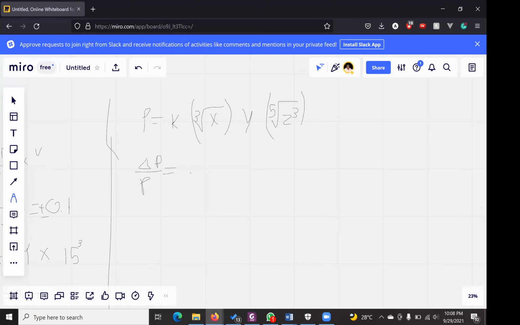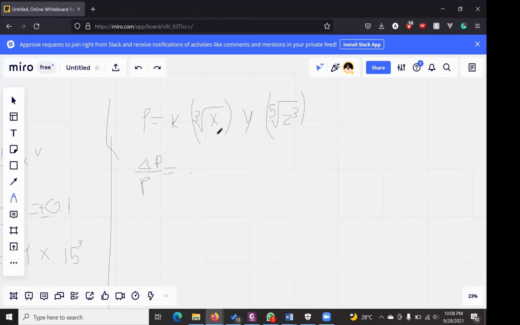So can anybody tell me what rule 2 is? Don't be afraid. You can text it in the chat if you don't want anybody to hear your voice. Anybody at all? Oh, you said when multiplying or dividing, we add the fractional errors. Perfect. So they told you that K is a constant, so K doesn't have an error. So we don't have to worry about that, right?